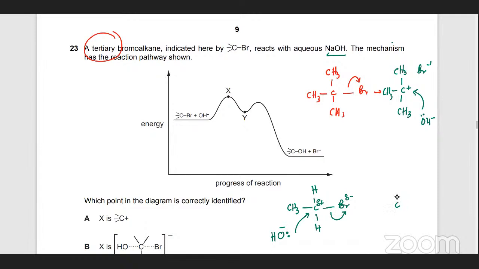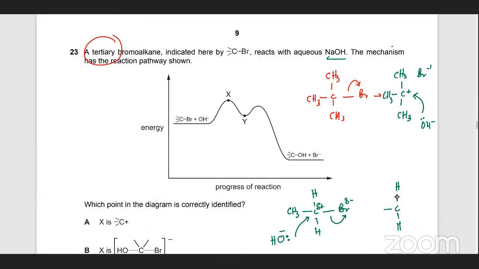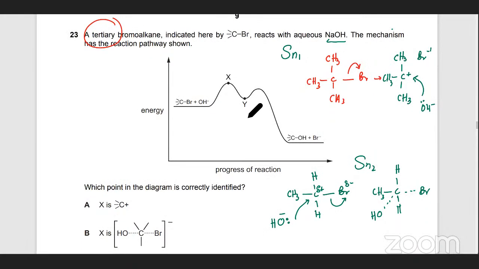And in the middle, there's a transition state, which is that you have an H and you have a CH3. The OH is bonding to it and the Br is being pushed away and it's leaving. Okay, so it's not going to leave on its own. So which point in the diagram is correctly identified? He's basically talking about the first step. This is the SN1 mechanism, and this one is the SN2 mechanism for the primary halogenoalkane. So we're talking about the SN1 mechanism, and we have to identify which point in the diagram is correctly identified.